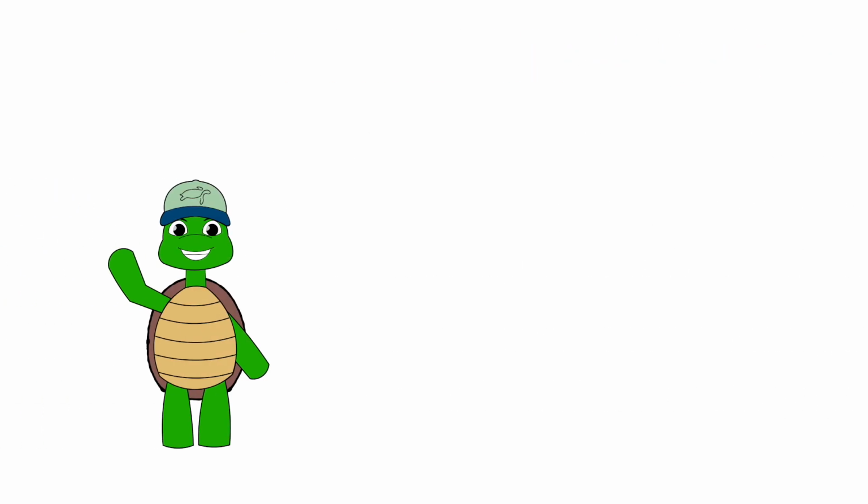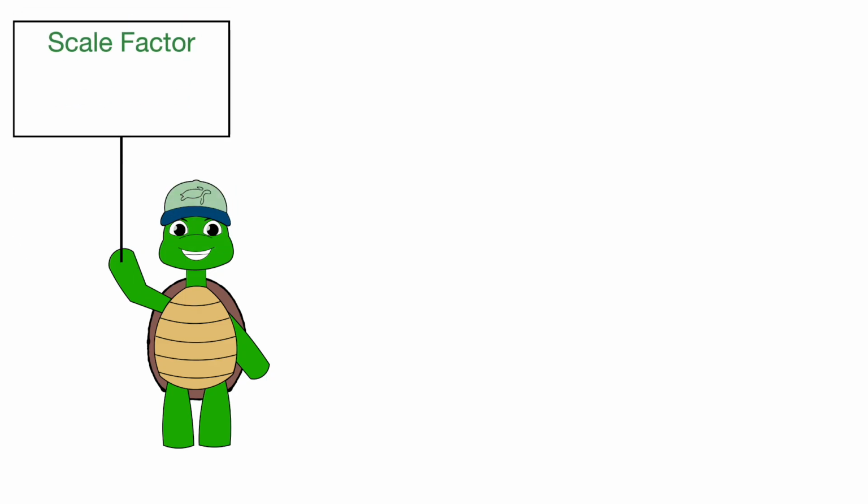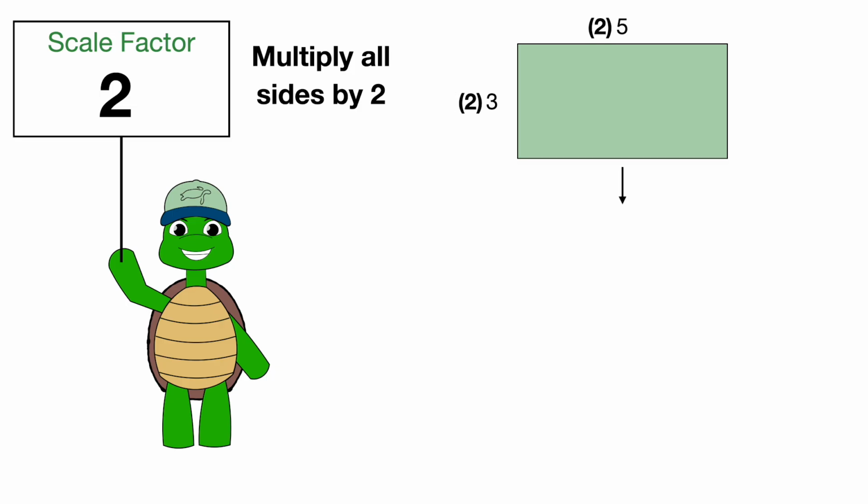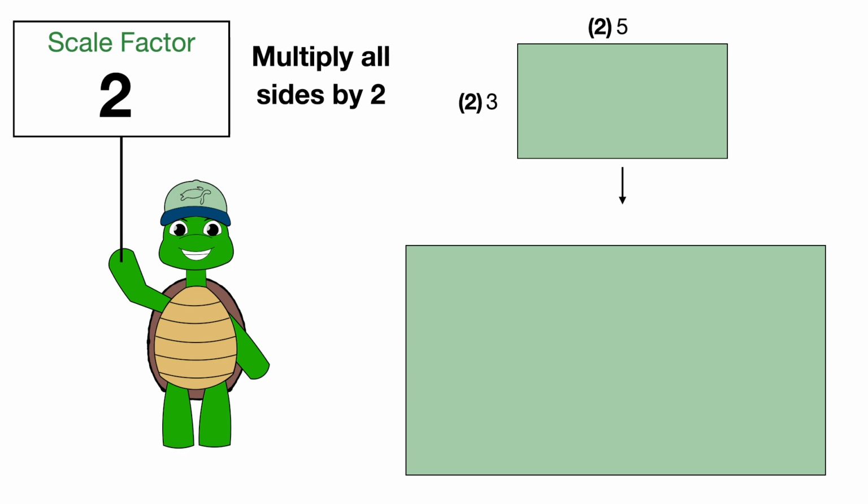So let's take a look at some examples here, and Tommy the turtle over here is going to tell us what our scale factor is going to be of the shape we're given. So here we have a rectangle with dimensions 3 and 5, and now we're going to look to Tommy to see what our scale factor is. So he's given us a scale factor of 2, and that means we're going to multiply all sides by 2. So we're going to go 3 times 2 and 5 times 2, and that's going to create a bigger rectangle here with sides 6 and 10 on the dimensions.